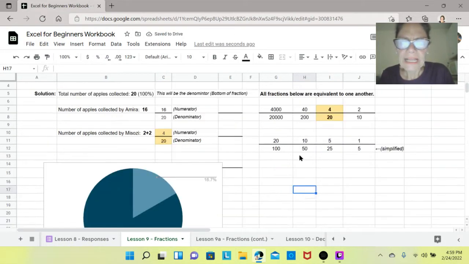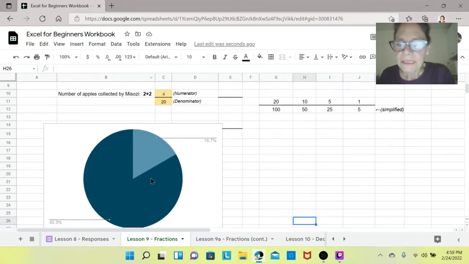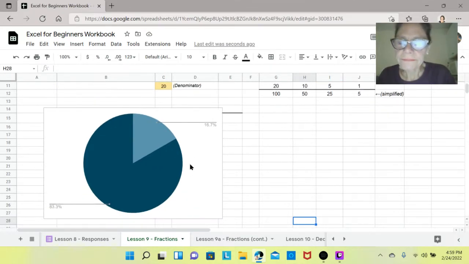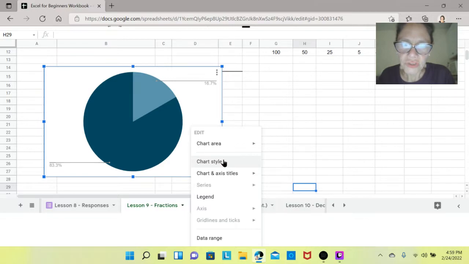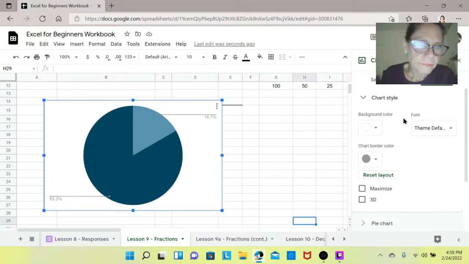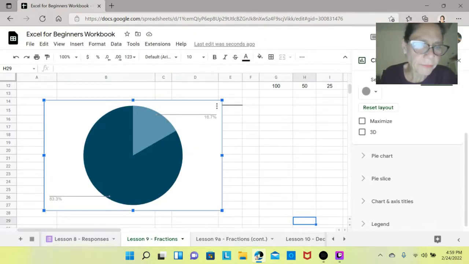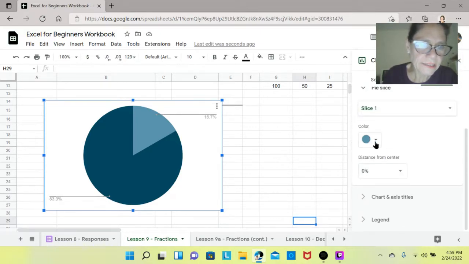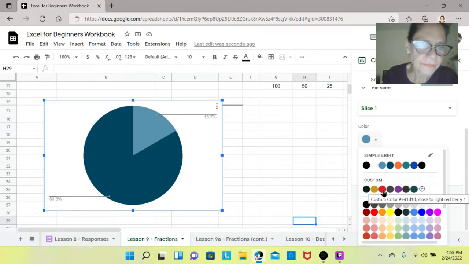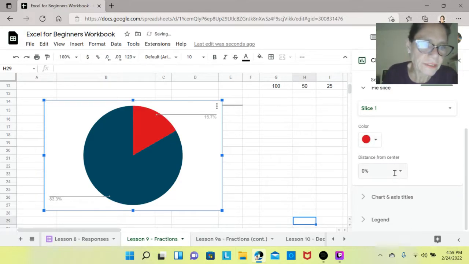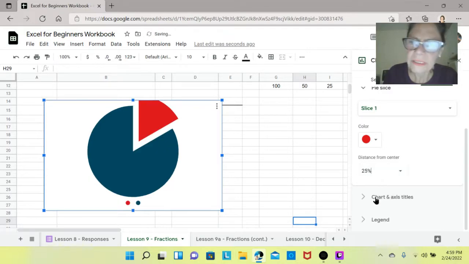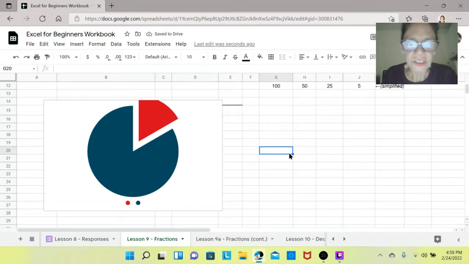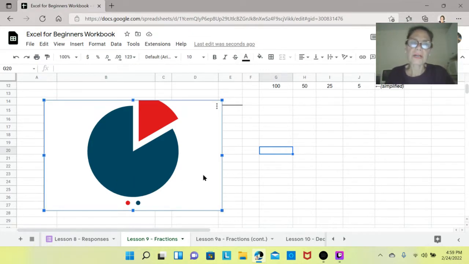I still have to figure out how to change the colors and everything, but you can also change the chart to another chart style. Maybe instead of a pie chart, choose one of the others. Pie slice. Oh, you can change the colors here, so you can change the distance from center. Maybe you want a hole in the middle, play around with it. That's how you do the pie charts. Again, I'm going to delete that because whoever wants to do it, I want you to do it yourself.